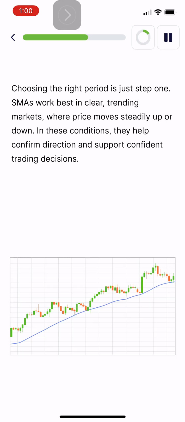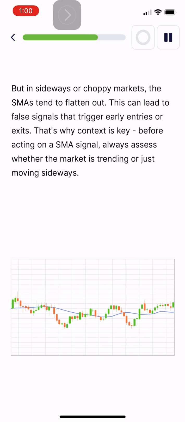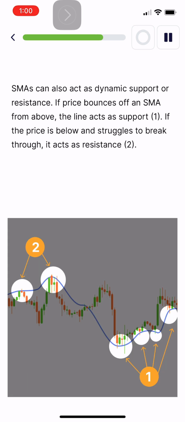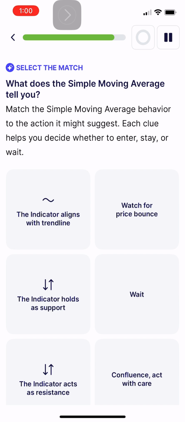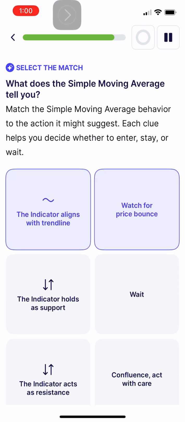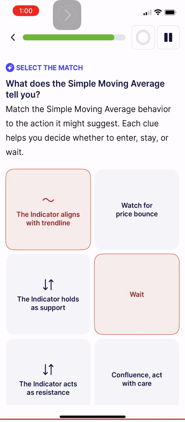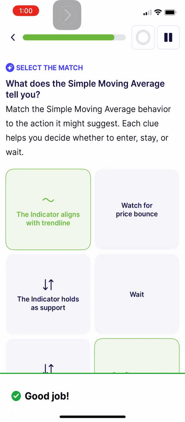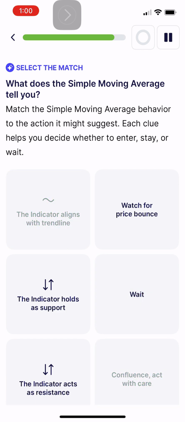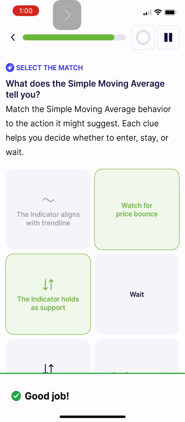SMA helps Jane choose the right period, but in sideways or choppy markets, the SMAs tend to flatten out. This SMAs can also signals are stronger. Knowledge check. What does the simple moving average tell you? Match the simple moving average behavior to the action it might suggest. Each clue helps you decide whether to enter, stay, or wait.